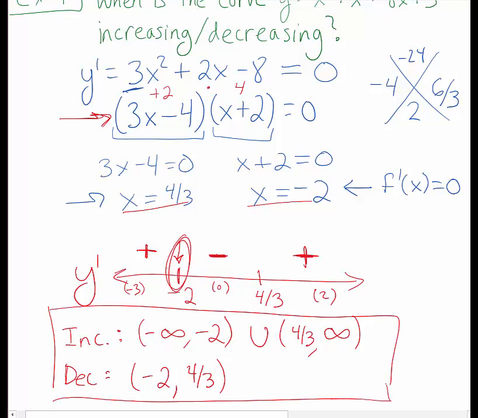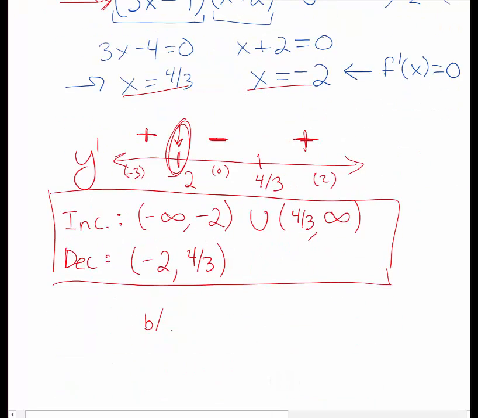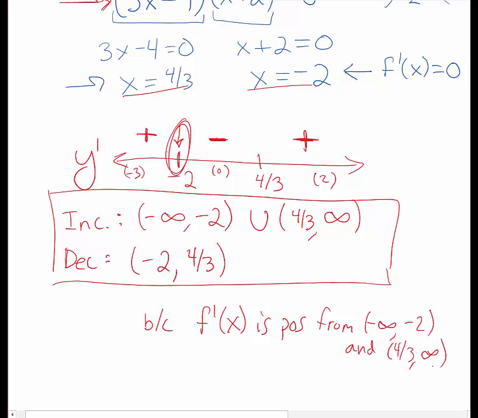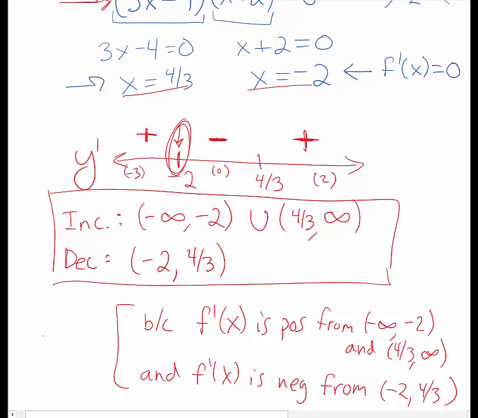And if an AP test asked you to justify your reasoning, you'd show this number line and say that f prime of x is positive from negative infinity to negative 2 and 4/3 to infinity, and f prime of x is negative from negative 2 to 4/3. So this part right here would be if a question asks you to justify or explain your reasoning, then you would add that part on.